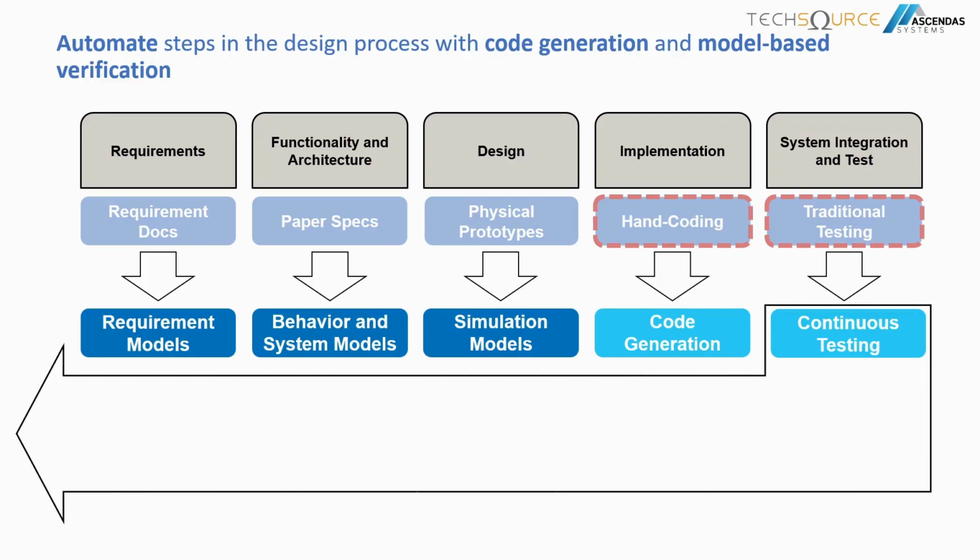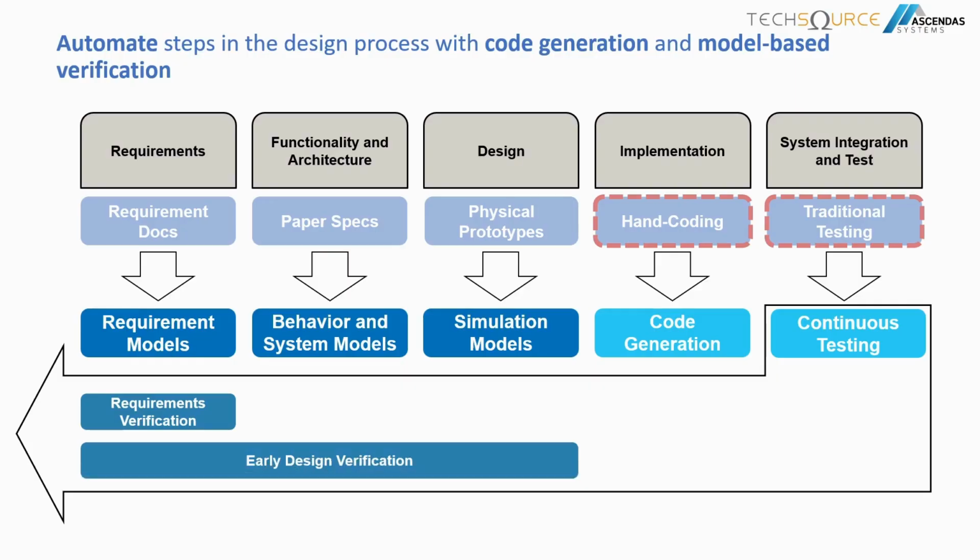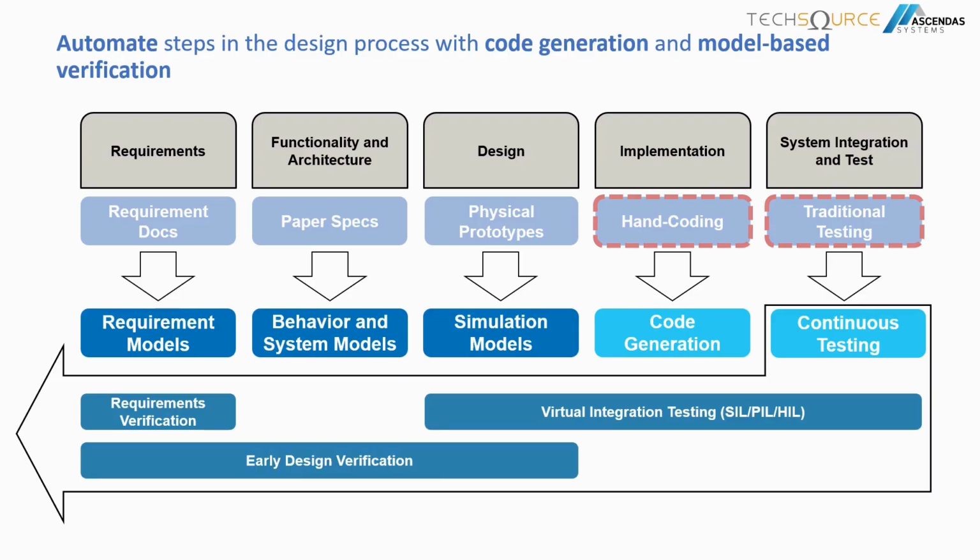You perform the requirement verification and early design verification on your models, just as you start to formalize your design from specification and architecture. Once the design is verified, you can perform the virtual integration testing, such as software in the loop, hardware in the loop, and processor in the loop, before you move on to the physical system.